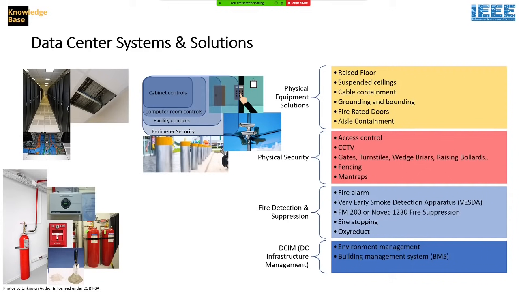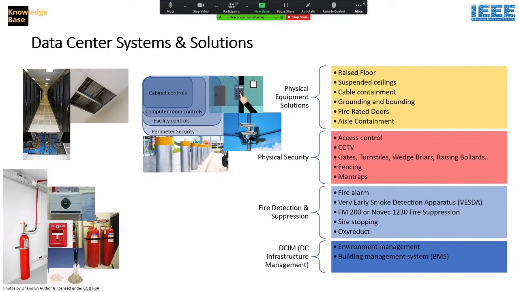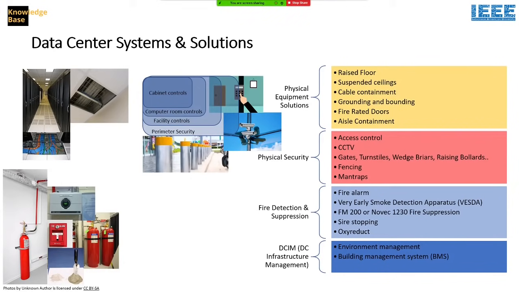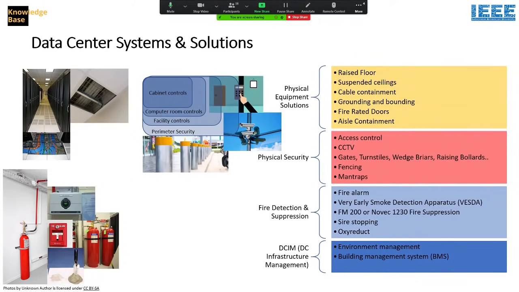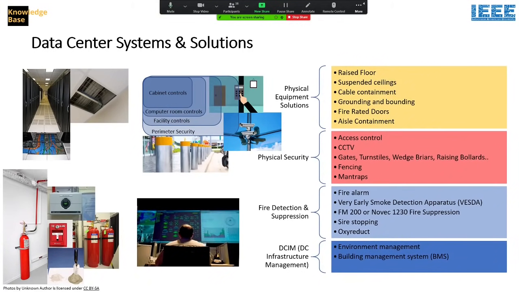Now, the final main component is the DCIM, the Data Center Infrastructure Management. Because you have all these systems in the data center, you need to manage them and control them. And the DCIM provides an overall control system for the data center.